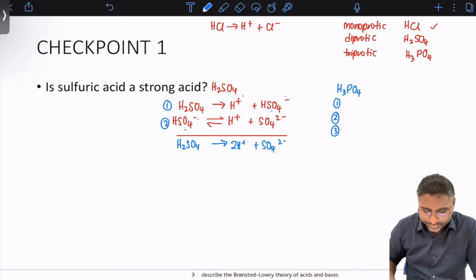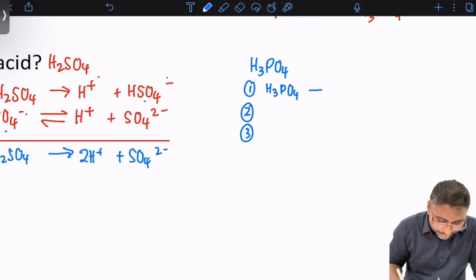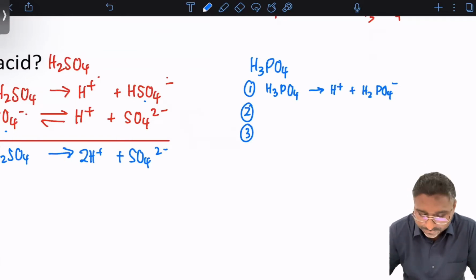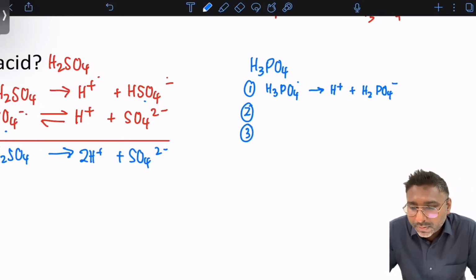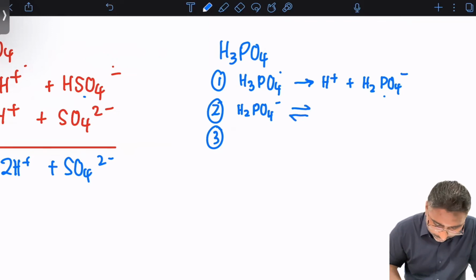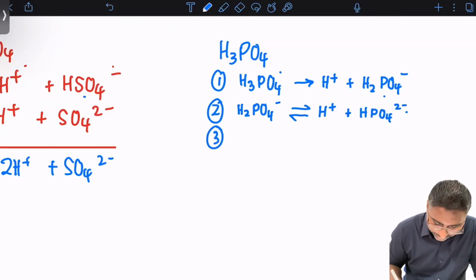So now, for this, what is going to happen? H3PO4 will give you 1 H plus and H2PO4 minus. Plus and minus will give you 0, so you will get 0 here. And then what happens next? You take this one, H2PO4 minus, they are going to have a reversible reaction. So you have another H plus given out to give you HPO4 2 minus. 2 minus and plus will give you minus.